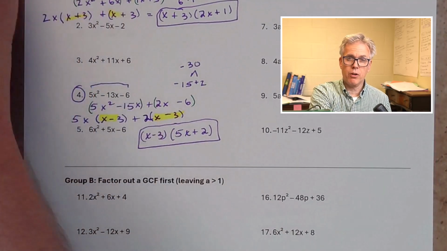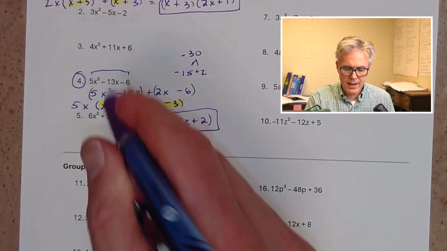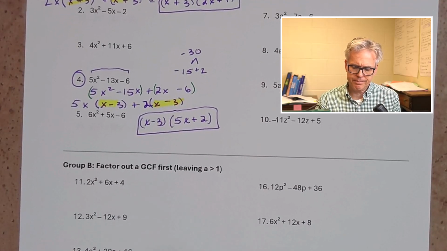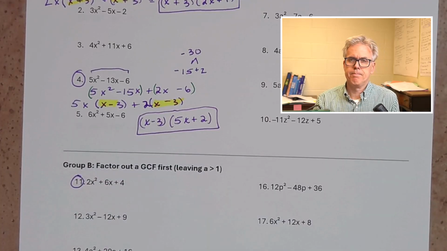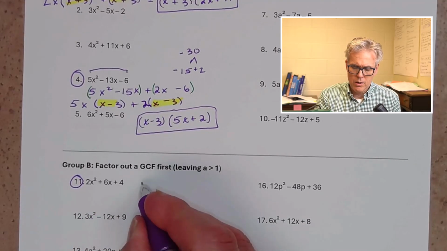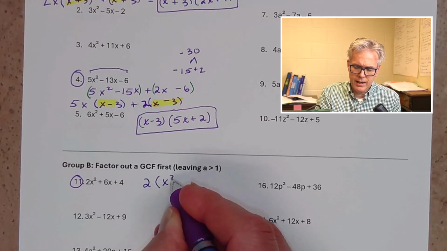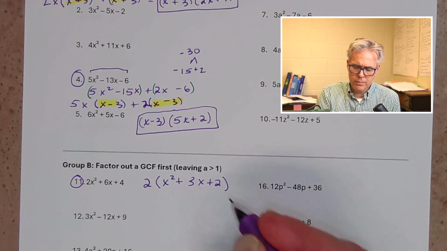Now, again, one thing we should always be doing is always look for a GCF. Now, we haven't had it in these other ones, so we haven't had to worry about it. But always look for the GCF. And so let's look at number 11, for instance. So 2x squared plus 6x plus 4. When I pull out a 2 as my GCF, I'm left with x squared plus 3x plus 2.